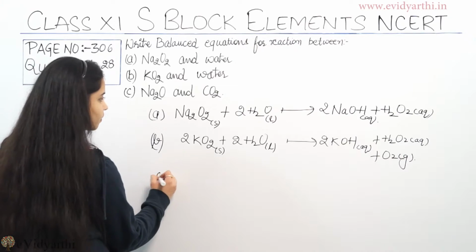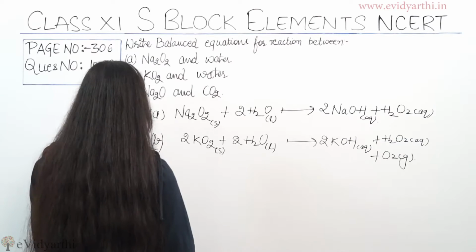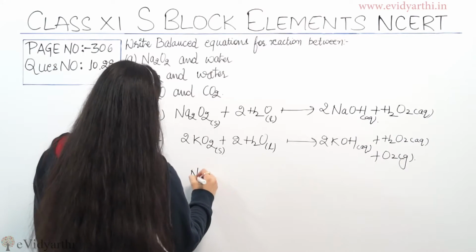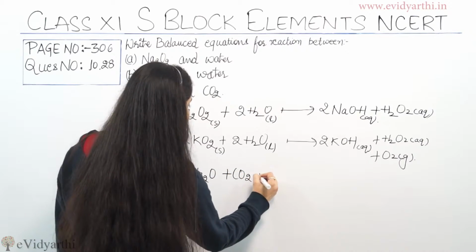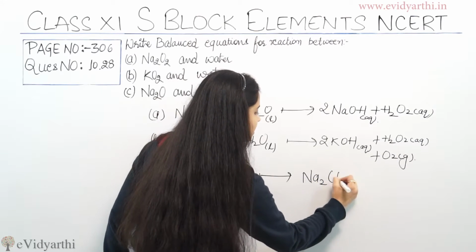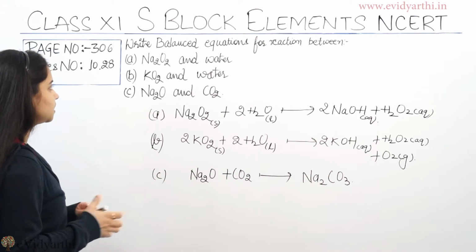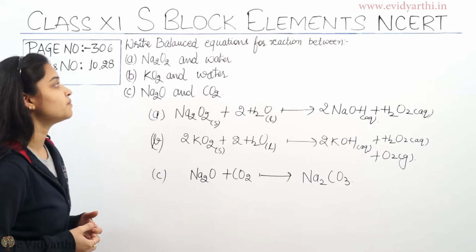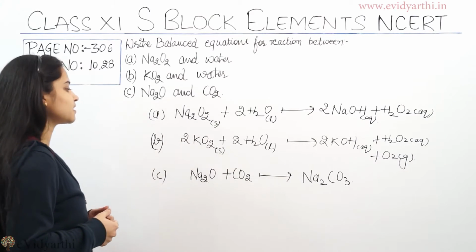Coming to the third part of the question, Na2O plus carbon dioxide. So when sodium oxide reacts with carbon dioxide, what happens? Let's see. Na2O plus CO2 forms Na2CO3, sodium carbonate. Fine. So these are the three balanced equations for the reactions between sodium peroxide and water, potassium superoxide and water, and sodium oxide and carbon dioxide.